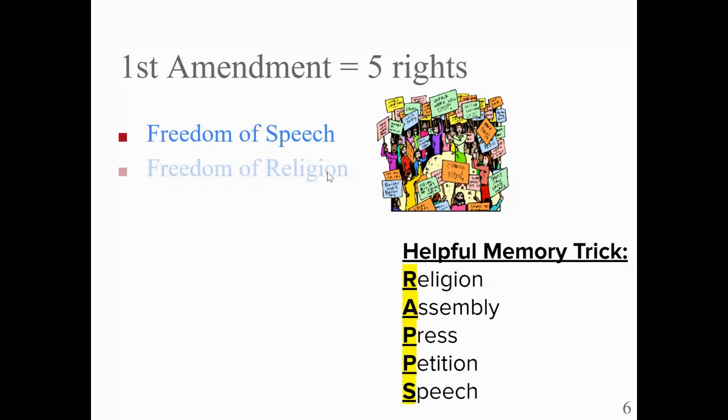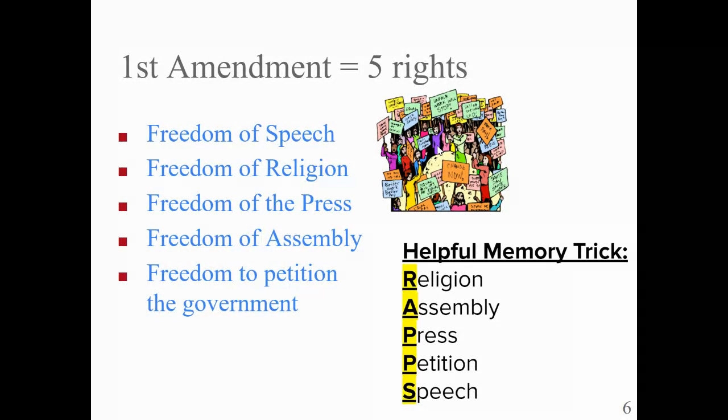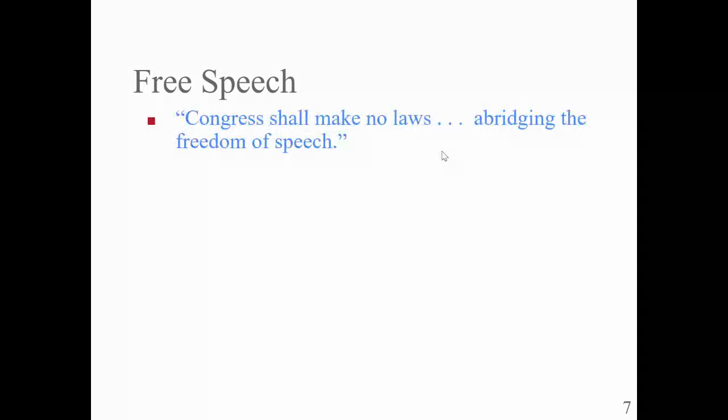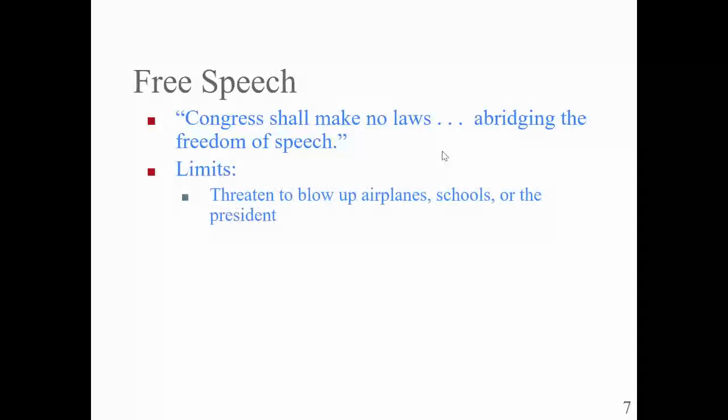So there are 5 rights mentioned in the First Amendment. So that would be freedom of speech, religion, press, assembly, petition. So freedom of speech, basically, in the Bill of Rights, it says Congress shall make no laws abridging the freedom of speech. So people in Congress are not allowed to pass any laws that limit people's free speech.